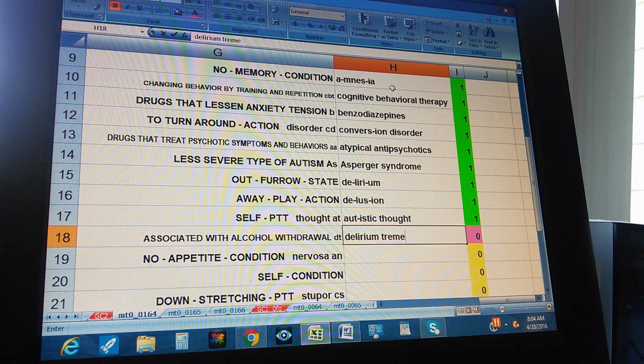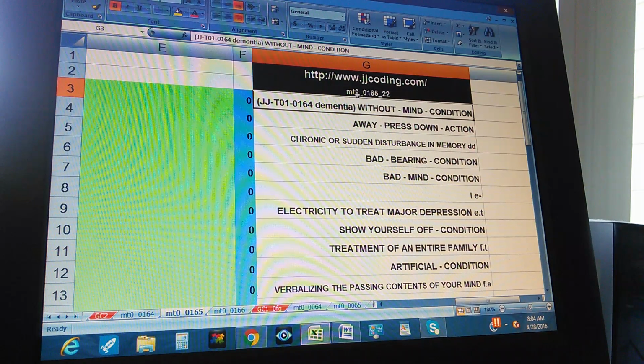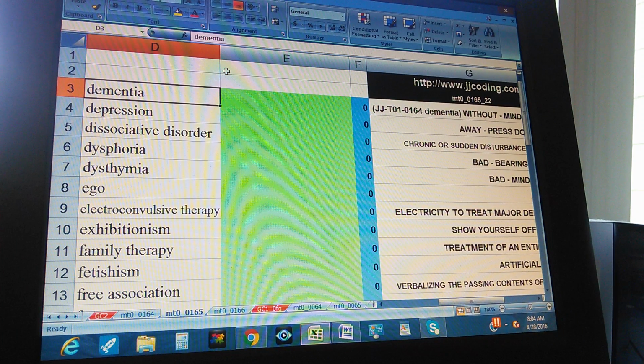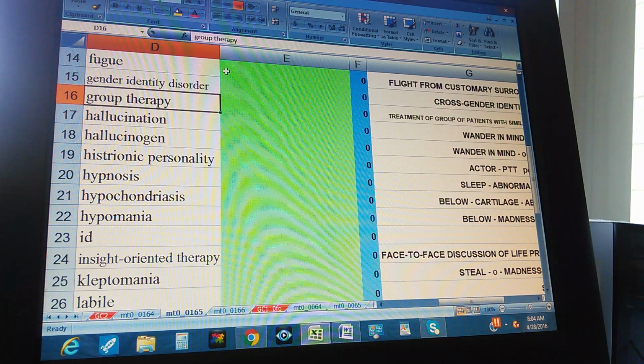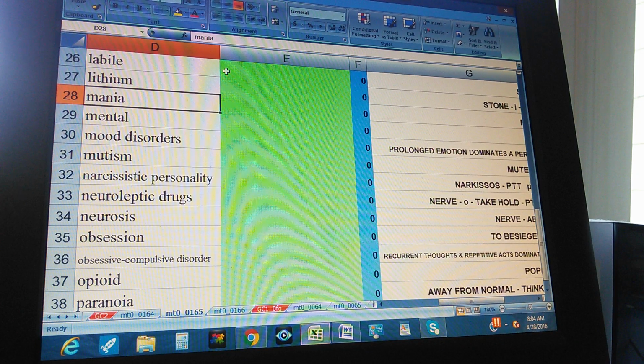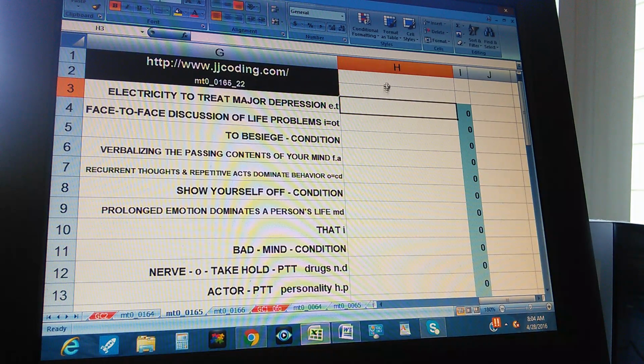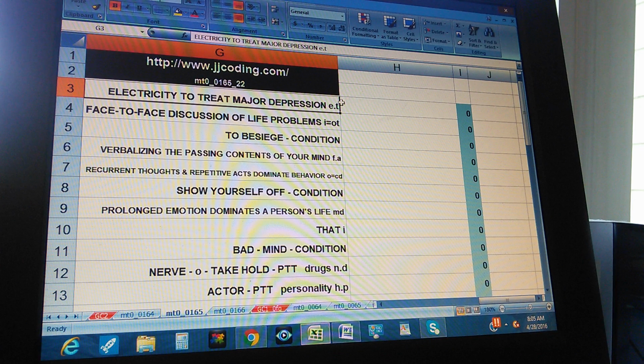Out, furrow, state. This is delirium. Away, play, action. Delusion. Self, pertaining to, thought. Autistic thought. Associated with alcohol withdrawal. Delirium tremens.